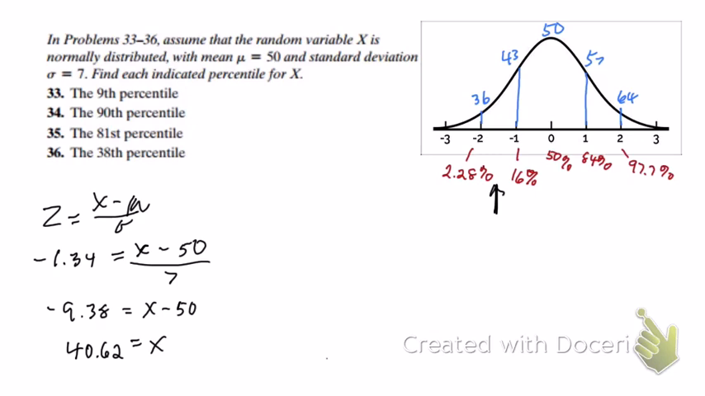What does that mean? It means whatever this random variable x is measuring, if I had a value of 40.62, that would put me at the 9th percentile. Meaning 9% of the population of whatever we're measuring, 9% of the population would be at my value or less. That's what that means. So to color this in, it means from here back this way.